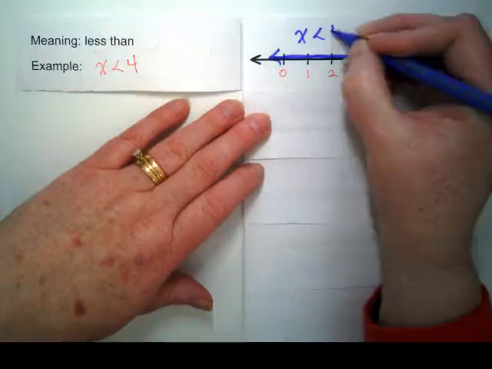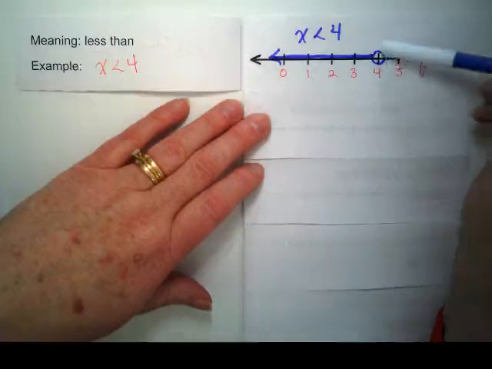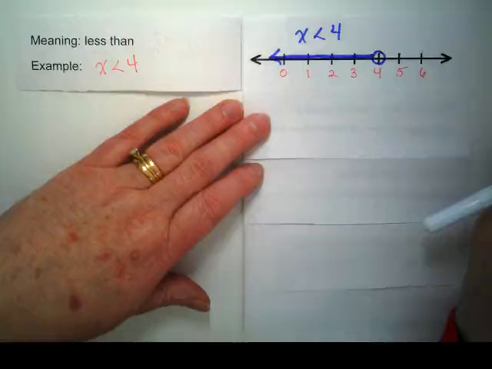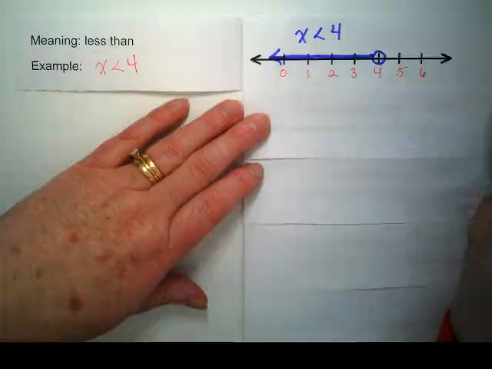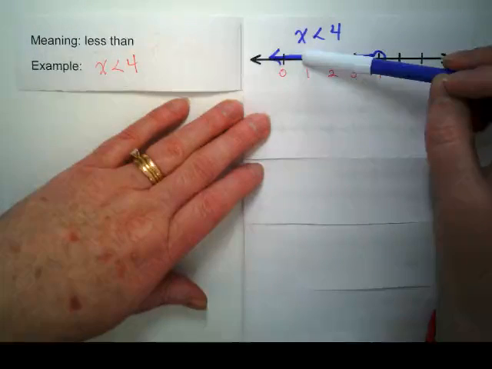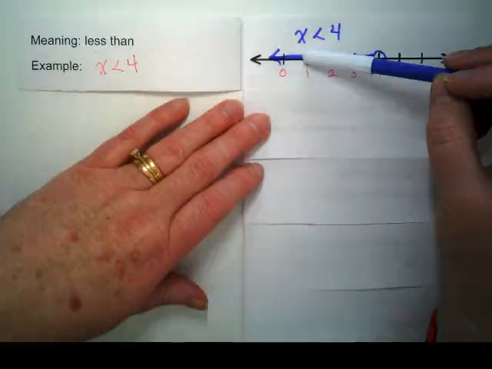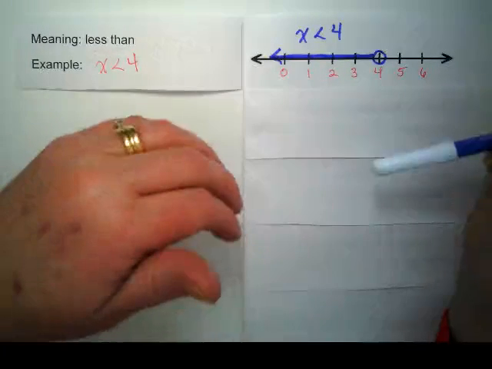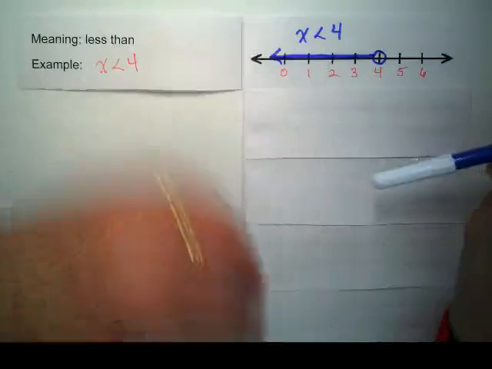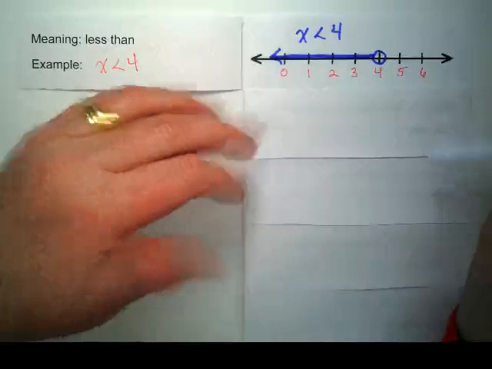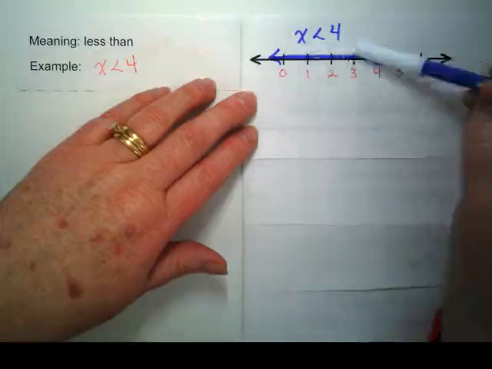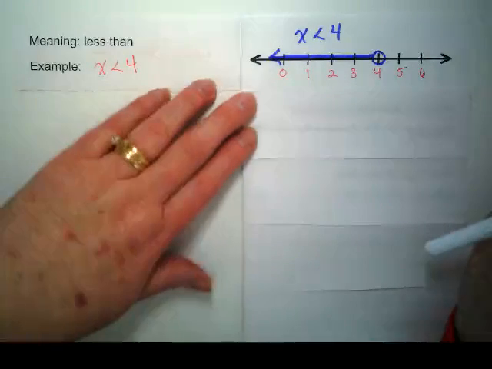x is less than 4 means that anything below 4, even 3.99, would make x true. So there's a whole bunch of different things we could put in there for x. And that's one of the big differences with inequalities. We're used to thinking equals and it's a specific number. And with inequalities, it's a whole bunch of numbers. Anything less than 4 would make this inequality true. And we're showing that with the number line.